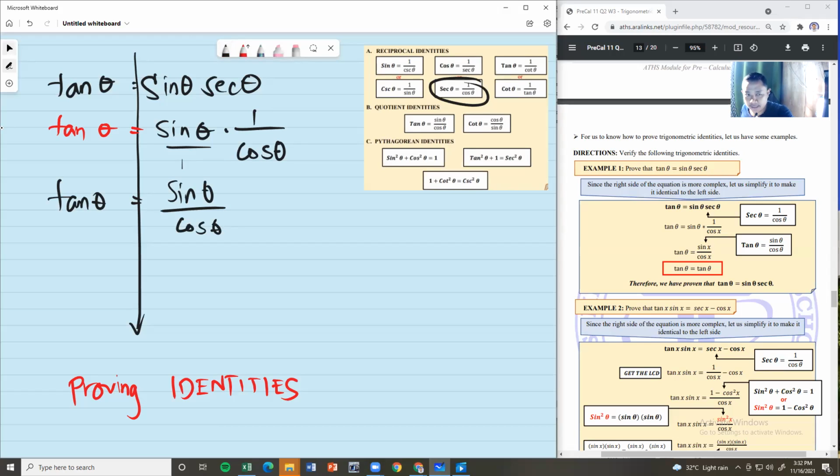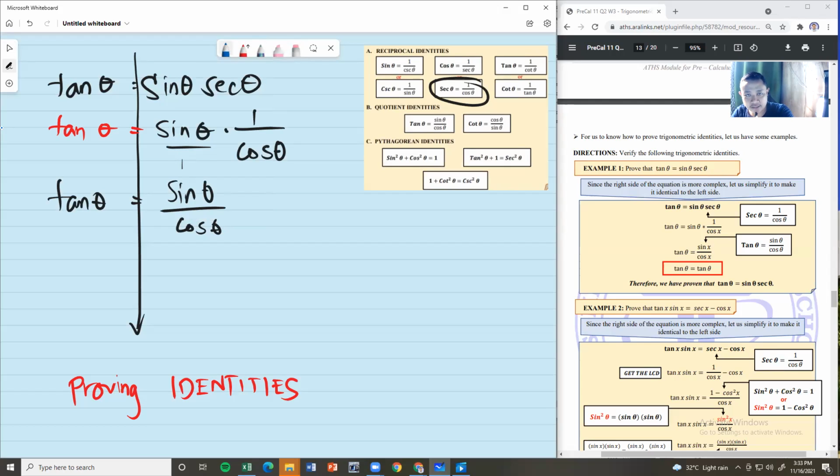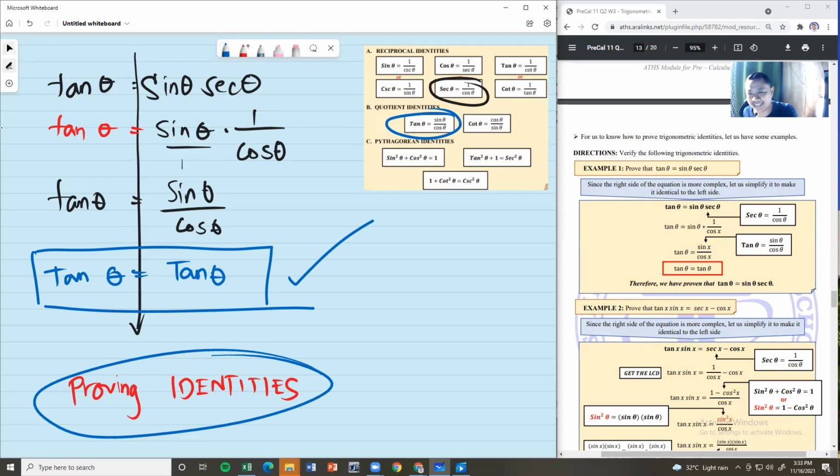What else should be done here? Sine theta and cosine theta. Sige nga, simplify po. Quotient identities. Very good. Quotient identities of sine and cosine is that. Finally, since sine over cosine is just the same as tangent theta, then we can already prove that tangent theta is equal to tangent theta. Once you already have proven this, you are correct na. That is what we call proving identities.